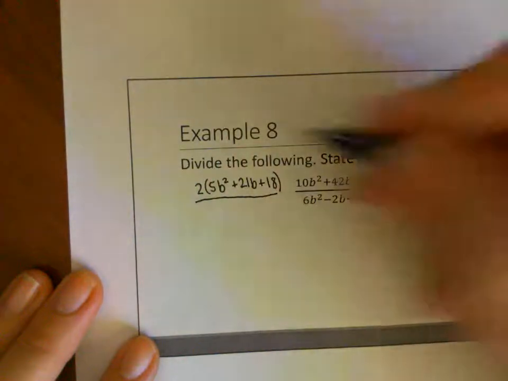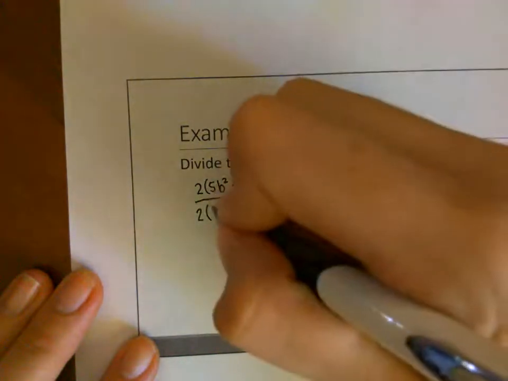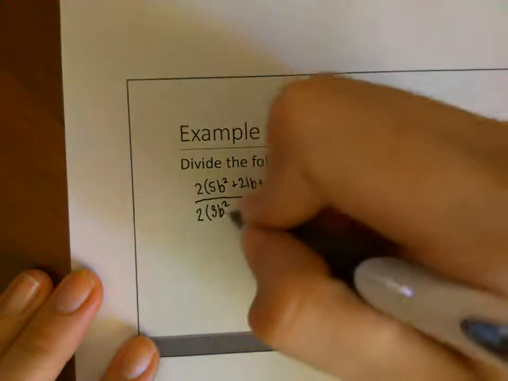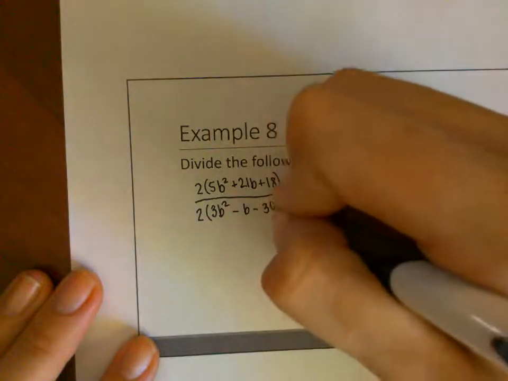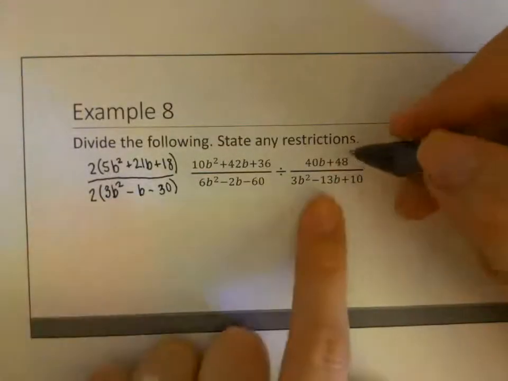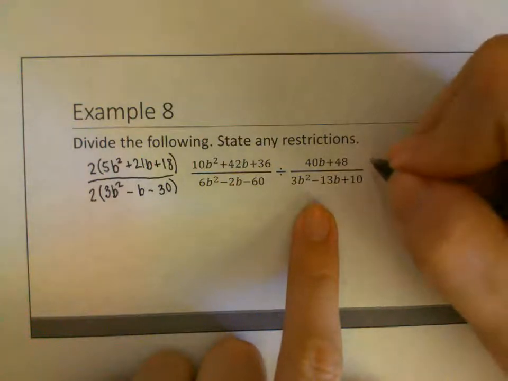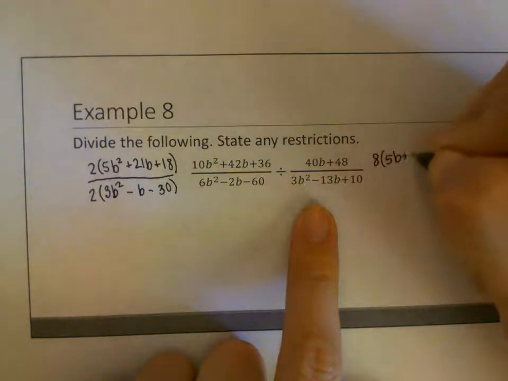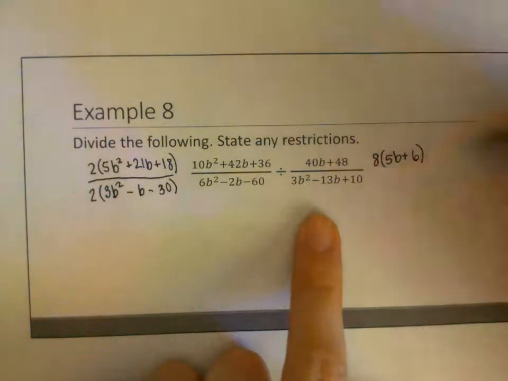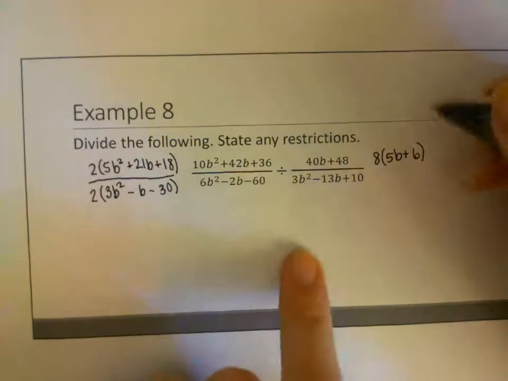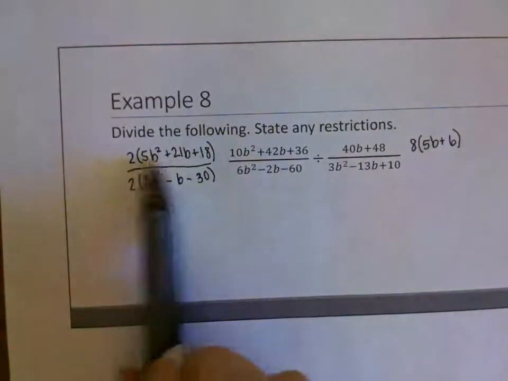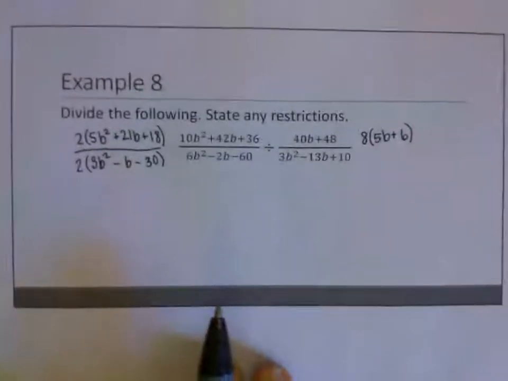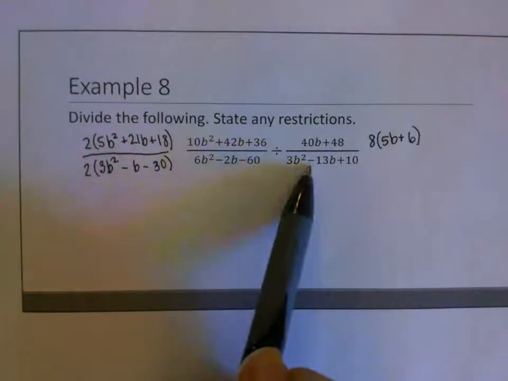all over. Here I can factor out a 2 as well, and that would leave me with 3b squared minus b minus, what did I factor out 2? Minus 30. Okay, so over here, even before I rewrite it as a times, I'm going to go ahead and factor it. Here I can factor out an 8, and I'm left with 5b plus 6. I can't factor out a GCF there, so that one just stays. All right, now, this one, the reason it is just complicated is because you've got several quadratics to factor. So factor each of these and see what you get.